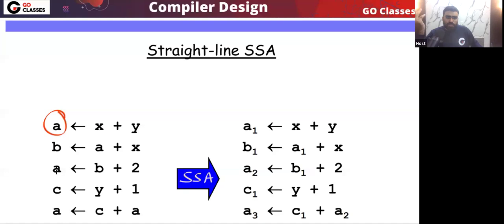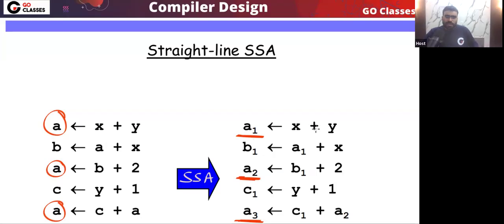For example, here you have A, here you have A, here you have A. So you can make it A1, A2, A3. Similarly, here you have B. There is no problem with B, so you can just call it B1. You can call it C1, no problem.